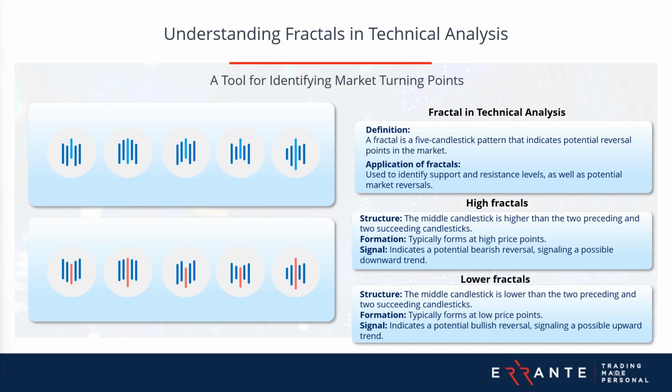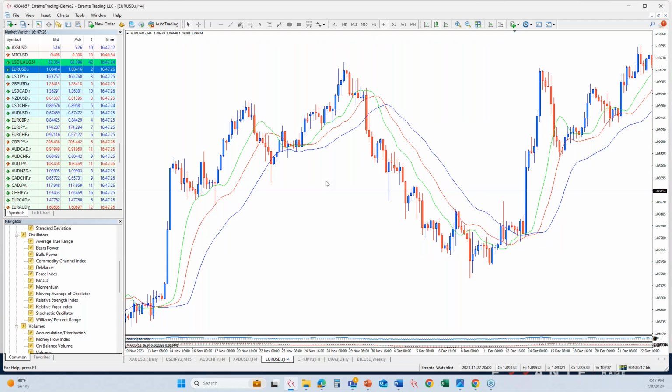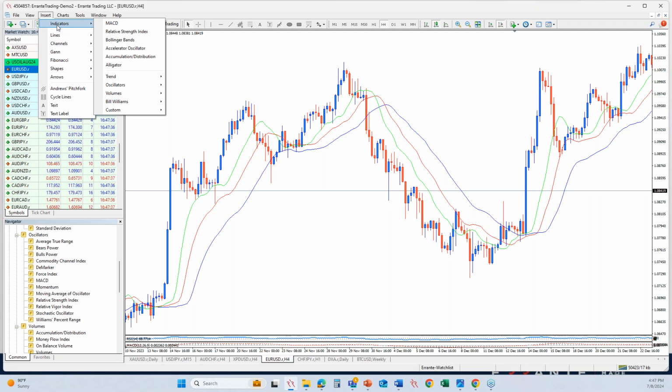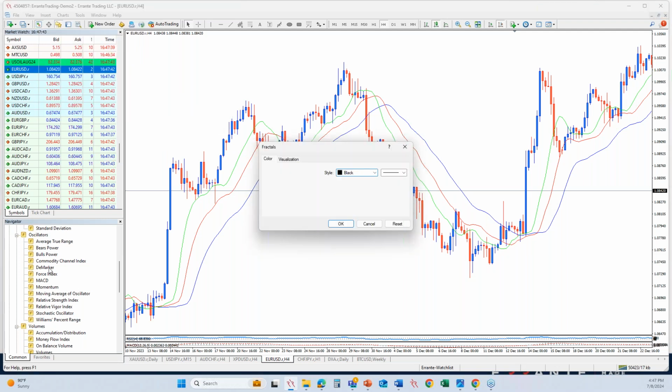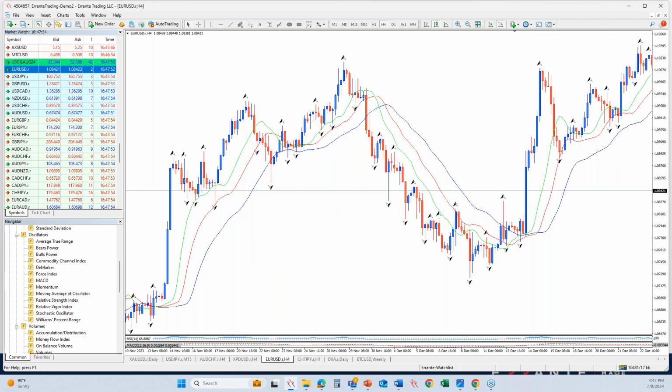Let's get to MetaTrader 4 and apply them on the chart. Okay, click on the Insert menu at the top of the platform. This is the Insert menu. You can go through the indicators. You can see we have Bill Williams here, and here are the fractals. This is one way, and also you can go through the Navigator window to apply the fractals. Okay, and here it is, very simple. Let me just bold the line here to make it more clear.